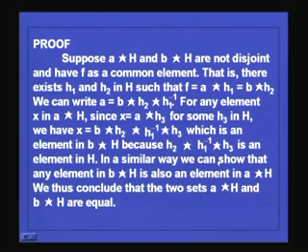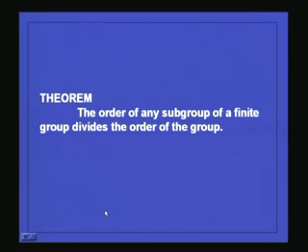In a similar way, we can show that any element in B star H is also an element in A star H. We thus conclude that the two sets A star H and B star H are equal. They could be disjoint, so either they are disjoint or, if they are not disjoint, they will be equal, they will be identical. This gives you the result that the order of any subgroup of a finite group divides the order of the group. Now, we are considering only finite groups.